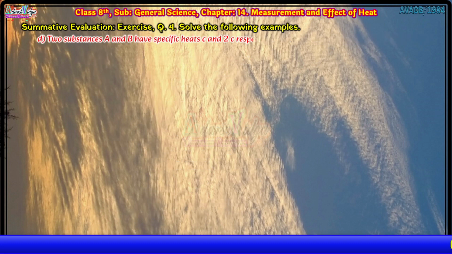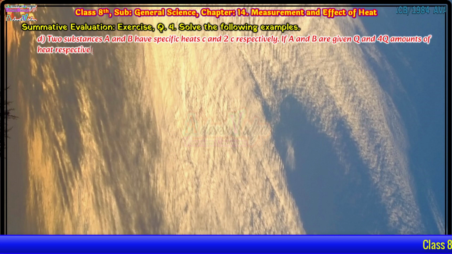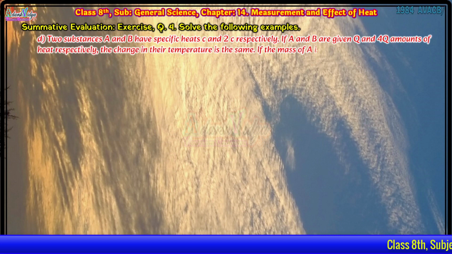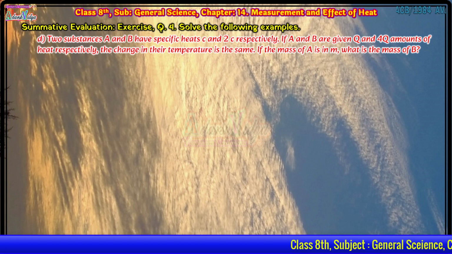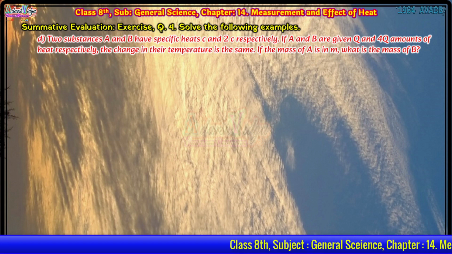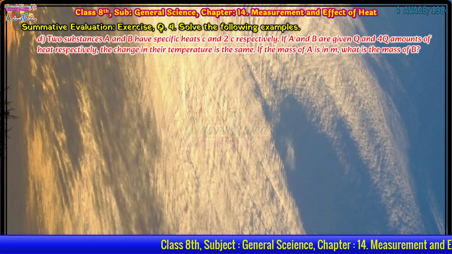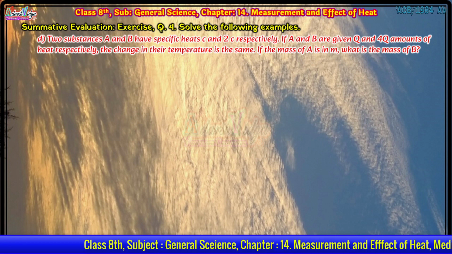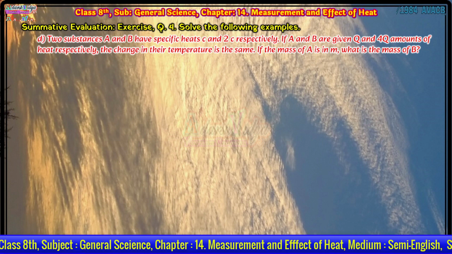Fourth example. Two substances A and B have specific heats C and 2C respectively. If A and B are given Q and 4Q amounts of heat respectively, the change in their temperature is the same. If the mass of A is m, what is the mass of B?